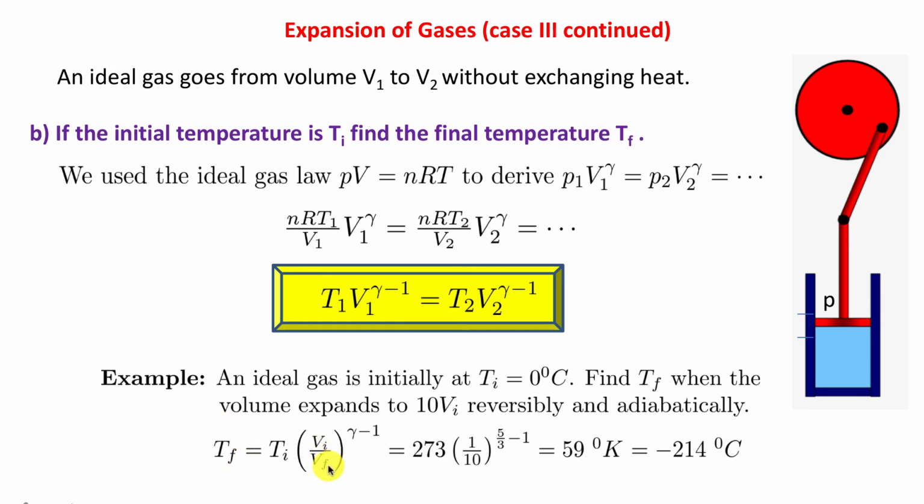Now, the final volume is 10 times the initial volume. The initial temperature is 0 degrees centigrade, which is 273 degrees Kelvin. Just use a calculator. You'll find that this is 59 degrees Kelvin, which means this gas has cooled down to minus 214 degrees centigrade. If it's cooled down, that means this gas has lost internal energy. Why did it lose internal energy? Because it did work. When the volume expanded 10 times, that means work had to be done against the piston, and that caused the internal energy to decrease.